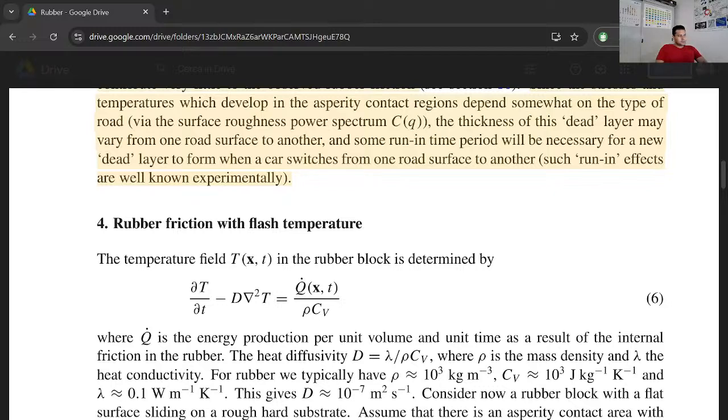that D corresponds to the asperity length or diameter, but we can say length.